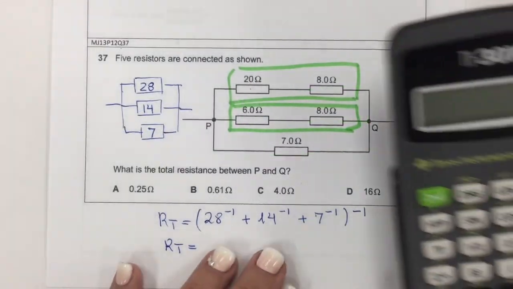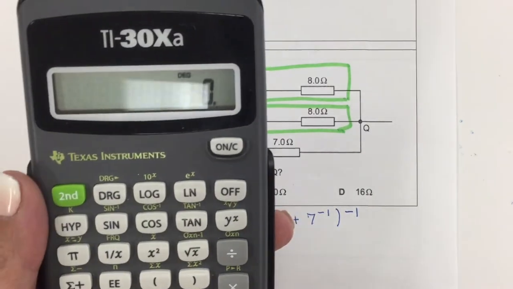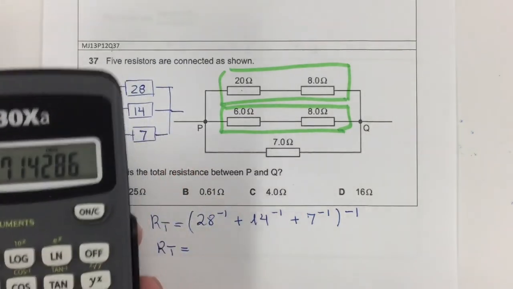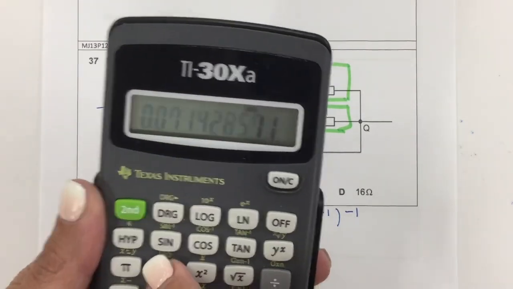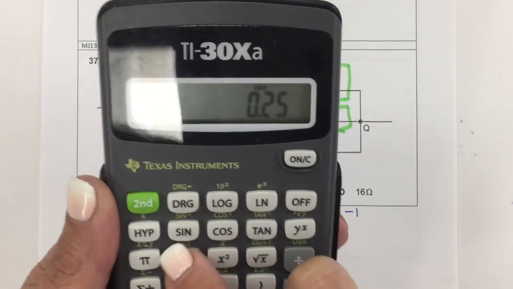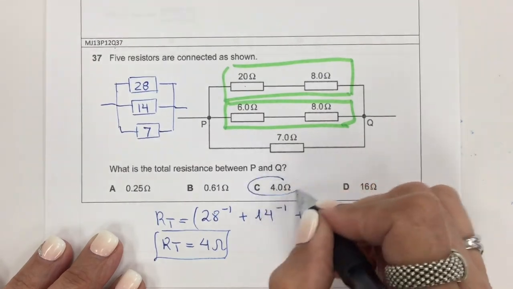Okay, so using your calculator here, it's 28 inverse plus 14 inverse plus 7 inverse, then inverse again, equals 4 ohms. Answer C.